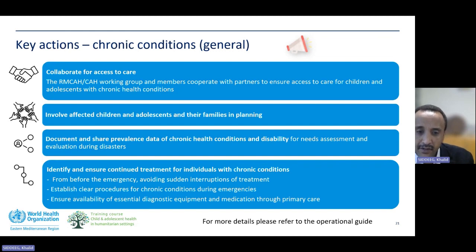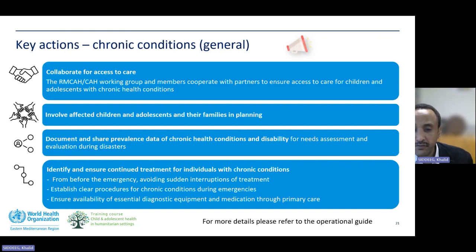And for these specific conditions, the involvement and engagement of children, of adolescents, of their families is crucial, because these are the entities that are responsible for the care of children before the crisis, so they need to continue that during crisis. So they need to be informed about where they can get the medicines, how they are affected by the emergency, how the emergency affects their children with chronic illness, and so on. Sharing data on chronic health conditions and disabilities, especially during the needs assessment and also during the response, is important.